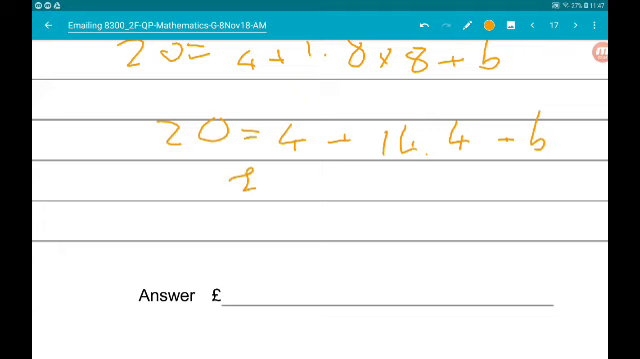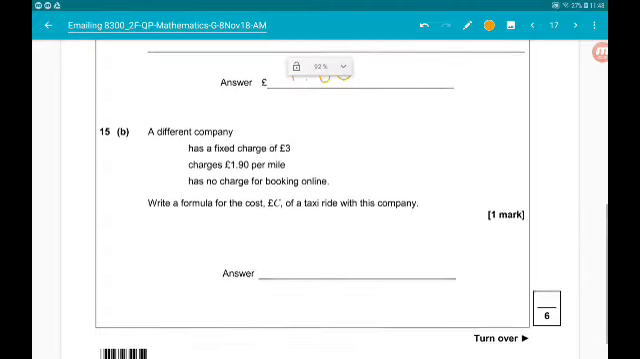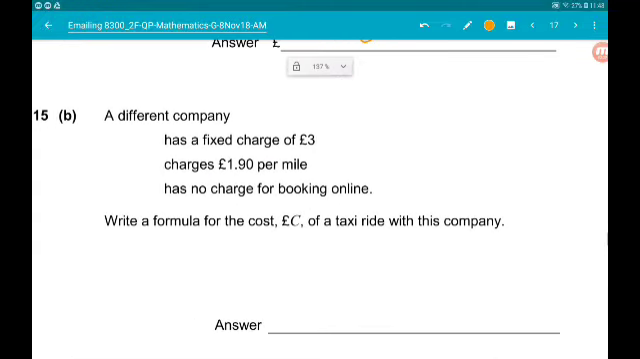We know that £20 is equal to 18.40 add B pounds. So take the 18.40 away and we get B is £1.60. Cool.